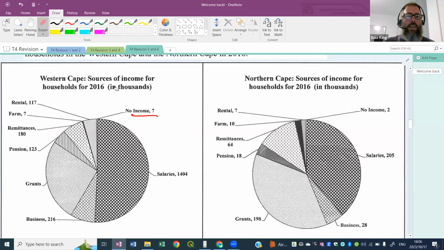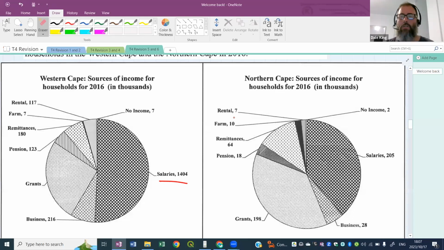All right. And then obviously the biggest one over here in the middle on the right-hand side, it says 1,404. So it looks like 1,000, but remember it was add on 1,000 to that, or add on 3 zeros. All right, which makes it 1.4 million. All right, so it's 1,404,000 or 1.4 million households in the Western Cape that receive their income from salaries. All right, so I hope that makes sense to you.